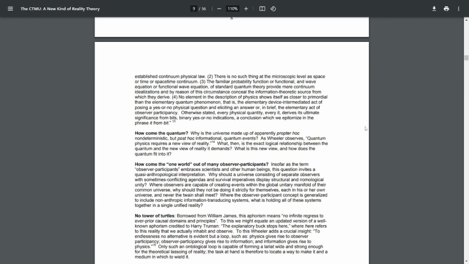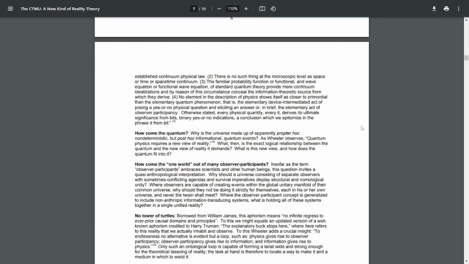The familiar probability function or functional and wave equation or functional wave equation of standard quantum theory provide mere continuum idealizations and by reason of this circumstance conceal the information theoretic source from which they derive. No element in the description of physics shows itself as closer to primordial than the elementary quantum phenomenon. That is, the elementary device-intermediated act of posing a yes or no physical question and eliciting an answer, or, in brief, the elementary act of an observer participancy. Otherwise stated, every physical quantity, every it, derives its ultimate significance from bits, binary yes or no indications, a conclusion which we epitomize in the phrase it from bit.